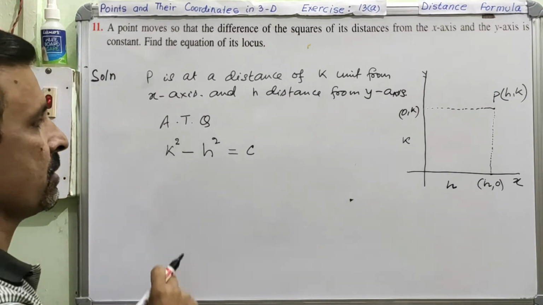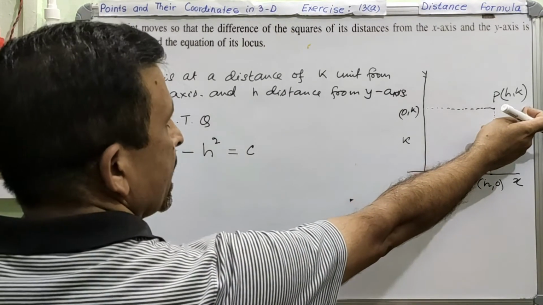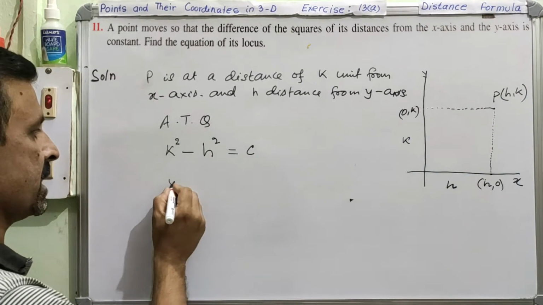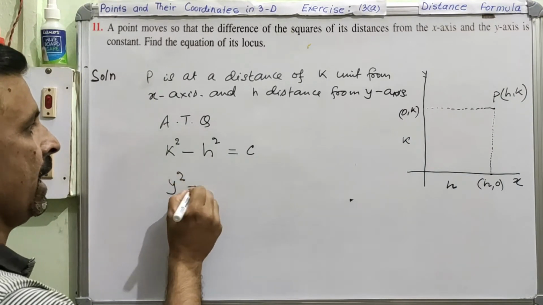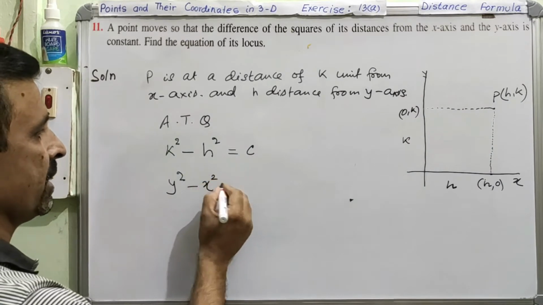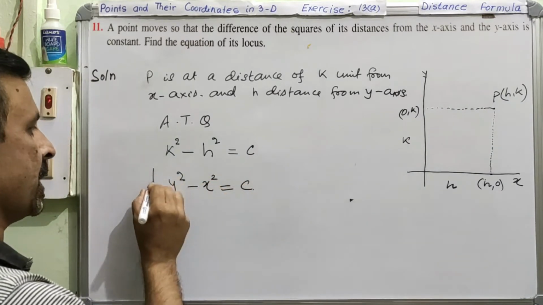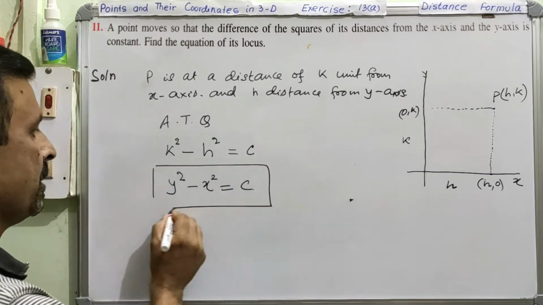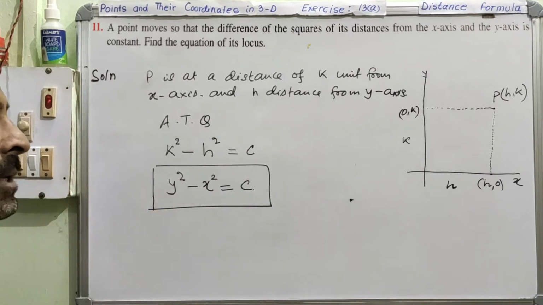Now what is k? k is your y coordinate, so replace it with y square. And h is your x value, so x square. Therefore y square minus x square is equal to c, and this becomes the locus of your point P. This question is very simple. Thank you.